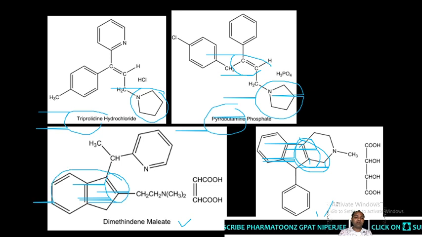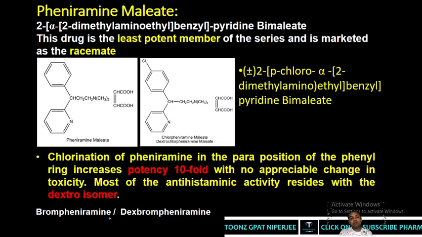This is called the indane moiety. This is also called the indane moiety. So dimethindane and phenindamine. Let us understand the IUPAC nomenclature of the pheniramines. So pheniramine and chlorpheniramine: there is a difference only at the fourth position. And in chlorpheniramine, its dextroisomer is clinically more active.